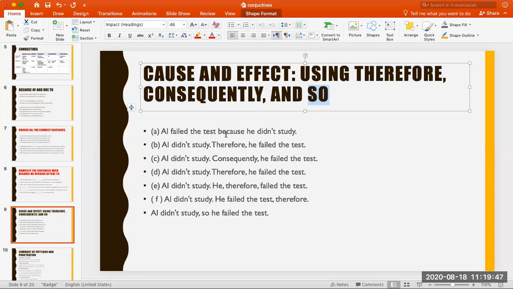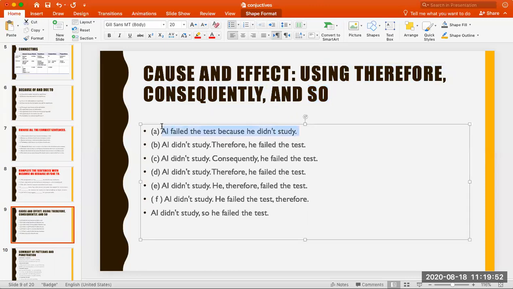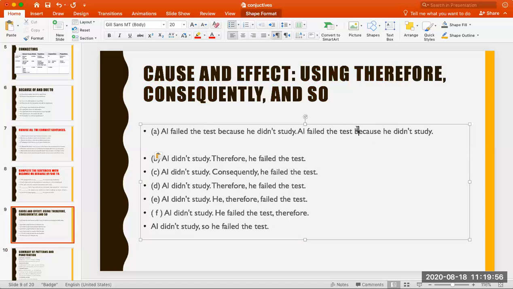Al failed the test because he didn't study. Or you could say the same sentence, beginning with a subordinator: Because Al didn't study, he failed the test.